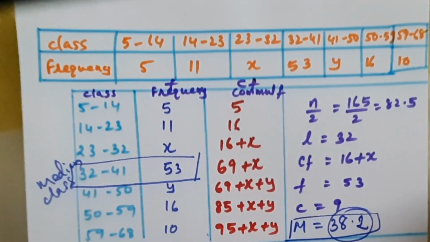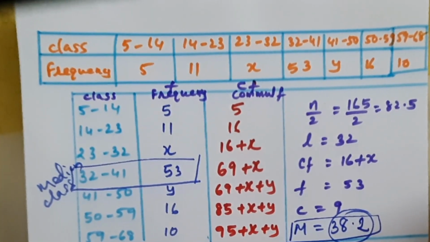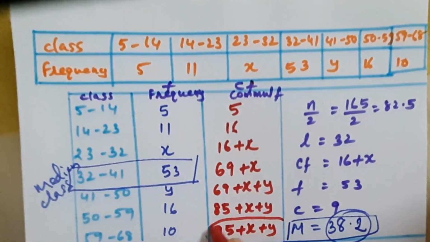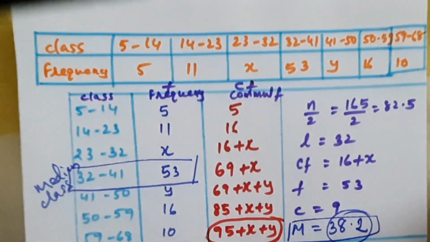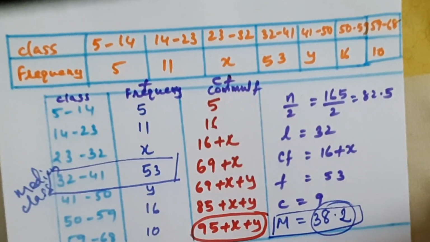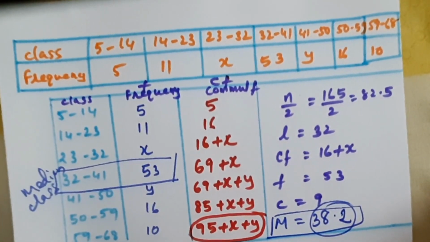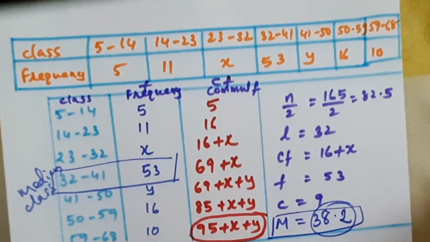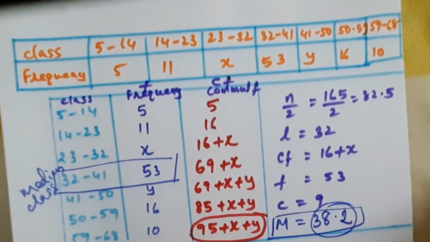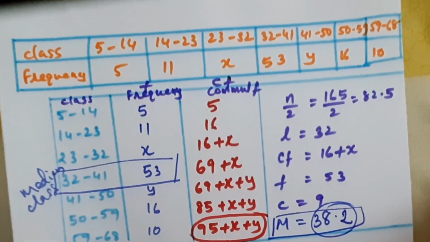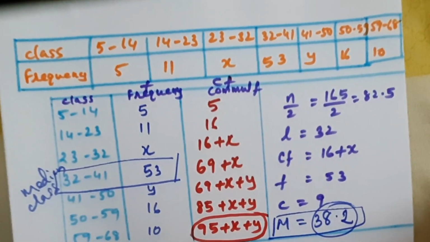If you read the question, it is given that the total of the frequencies is 165. So this total answer is 165. We frame the first equation from there: 95 plus x plus y is equal to 165. Thus x plus y is 165 minus 95, so it's 70. This is our first equation.